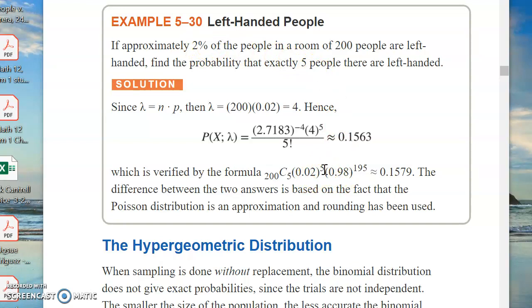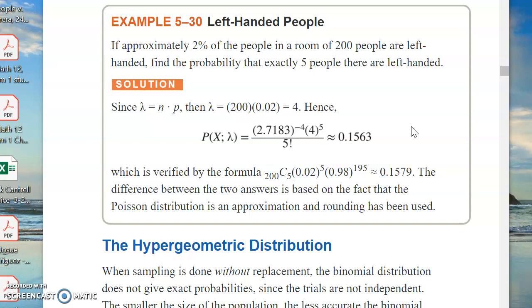We multiply 0.02 times 0.02 times 0.02. We do that 5 times. And then the probability of failure, the probability of being not left-handed, is 0.98. And that's going to be the rest of the people. 5 people are left-handed. That means 195 people are not left-handed. So it's 0.98 raised to the power of 195. So if you crank this out on your calculator, you come up with this number. So you could do this using our original formula for the binomial distribution.